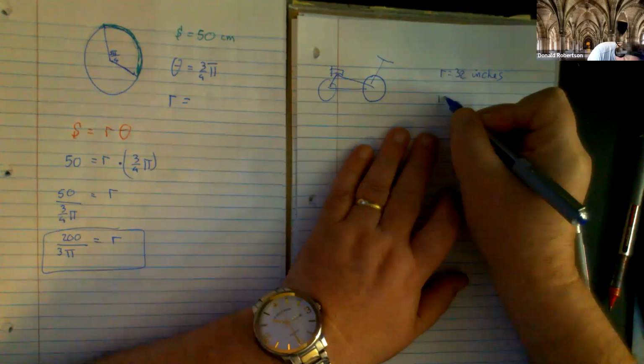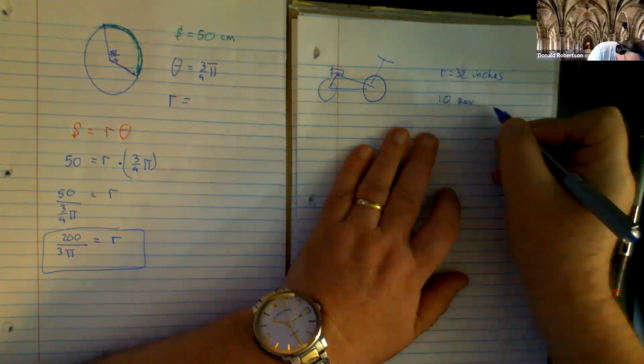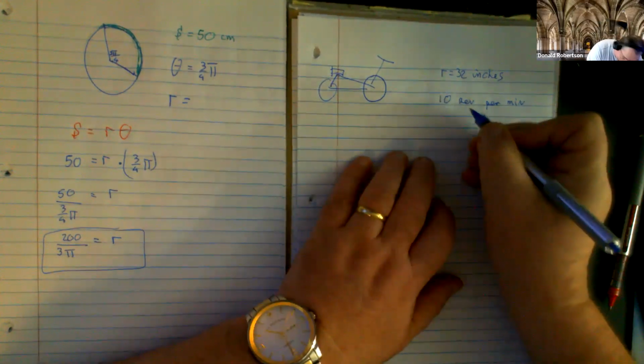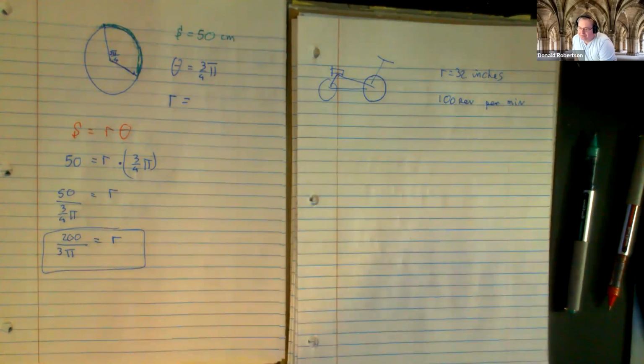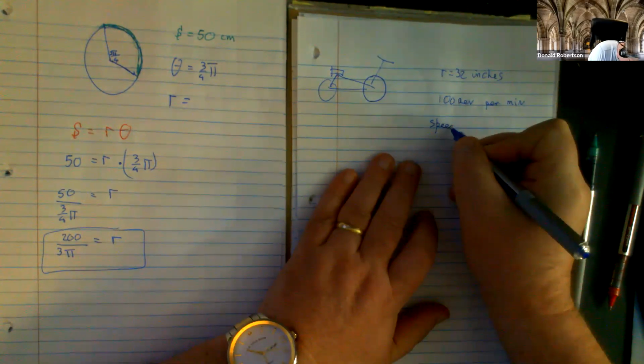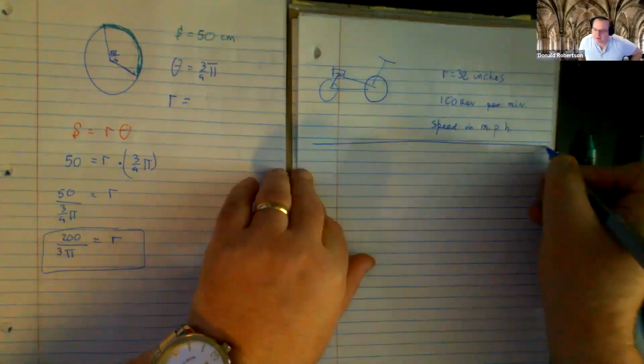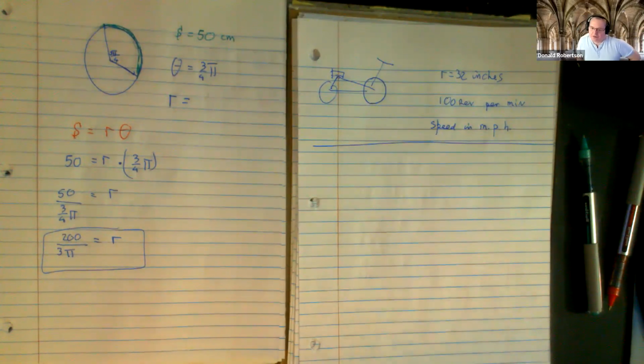100 revolutions per minute. Right, he's pedaling fast now. We want to know what his speed is in the units miles per hour. So I know the radius of the wheel is 32 inches. I know that it does 100 revolutions per minute, and somehow that is going to become miles per hour.